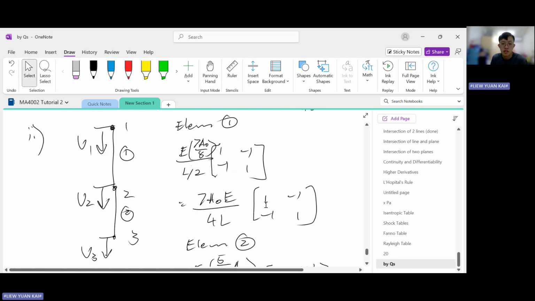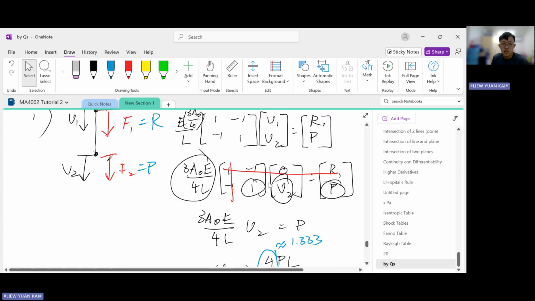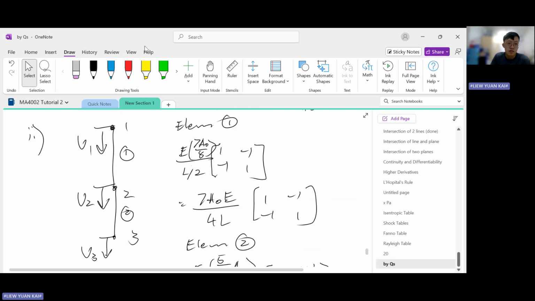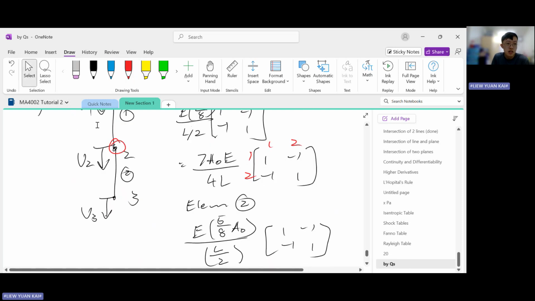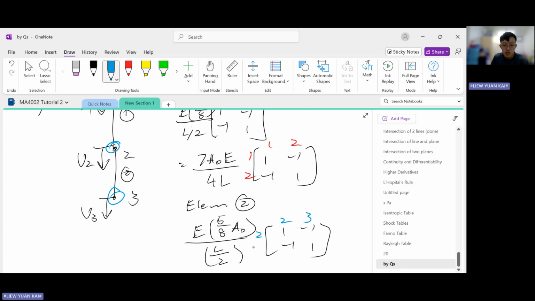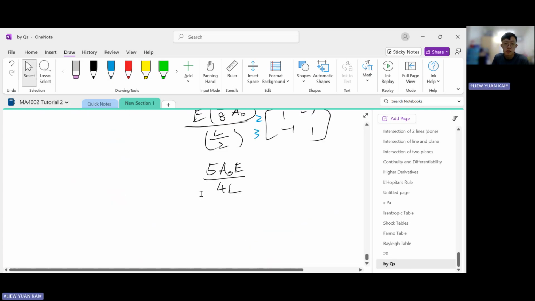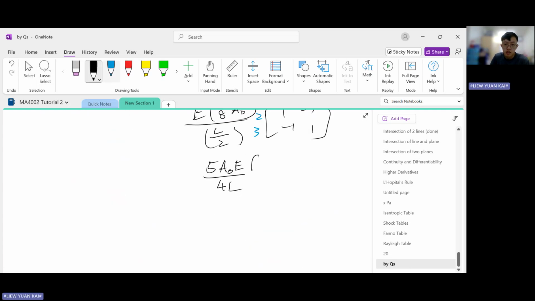Oh, I forgot to label the rows and columns. Okay, so you need to label the rows and columns with nodes, right? So for element 1, the nodes are 1 and 2, so that's why I label here 1 and 2, 1 and 2. And then for element 2, the nodes are 2 and 3. That's why I'll label this as 2, 3, 2, 3. Okay, so this will help us combine them later in the global equilibrium matrix.